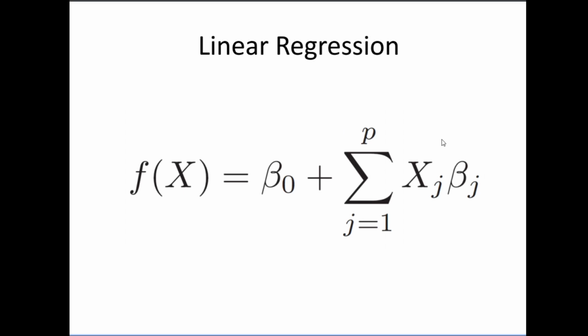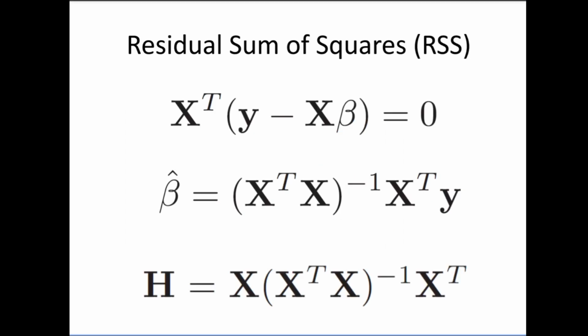Now how do you solve the linear regression problem? You use something called residual sum of squares. Now X transpose into (y minus X beta) equal to 0. Now you have your data. This is your data. Y minus X into beta. Now what is y minus X into beta? X beta would give you the predicted y.